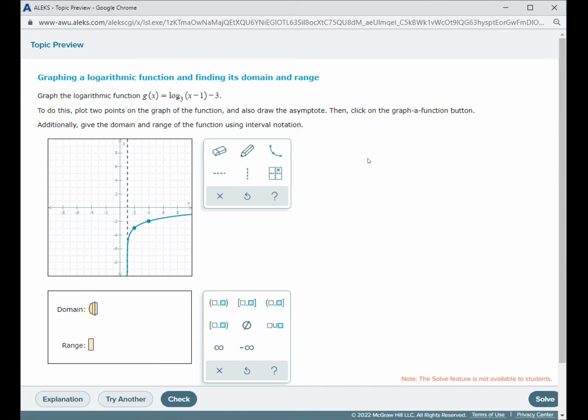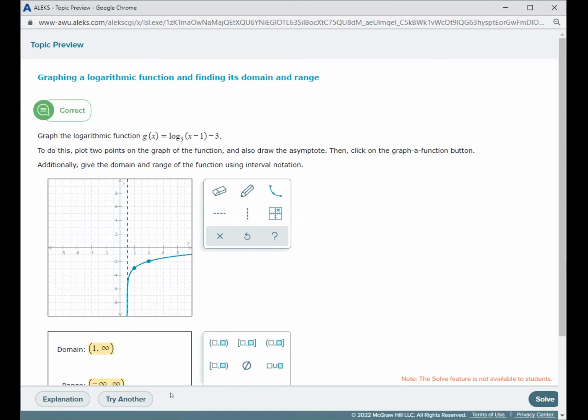For this one, my domain is going to be from 1 to infinity. And then my range would be everything, because it always is. Easy peasy.